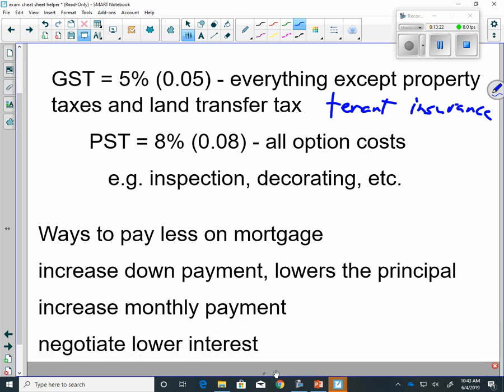You can negotiate a lower interest rate. You can say, "Hey, Mr. Banker, I don't like that rate. I would like a lower rate, please." They might laugh at you, but they might say okay.